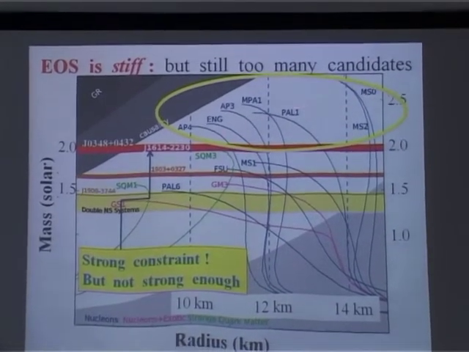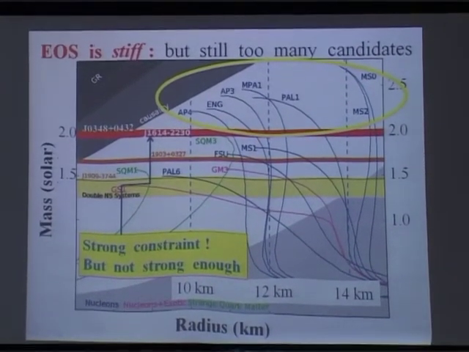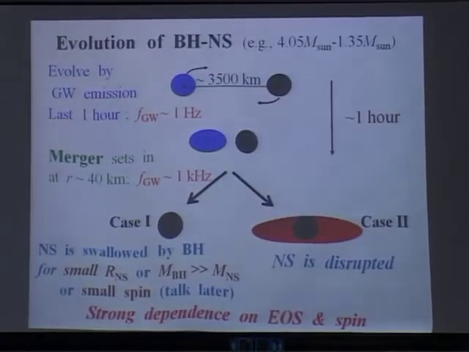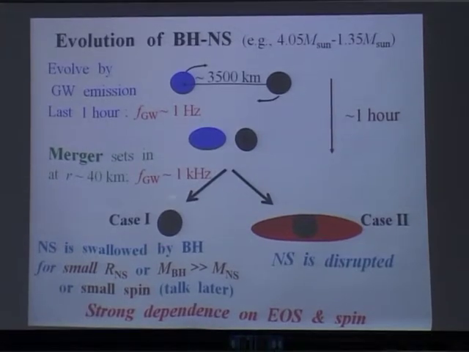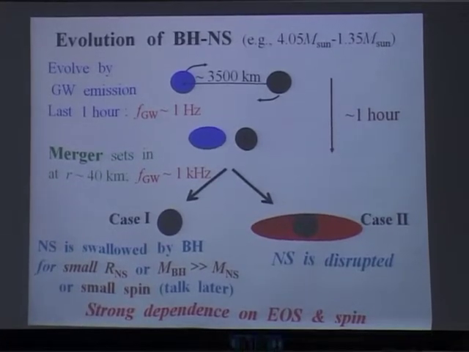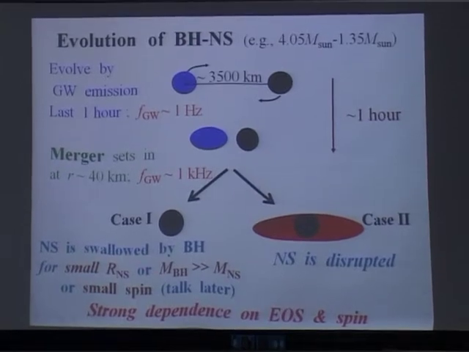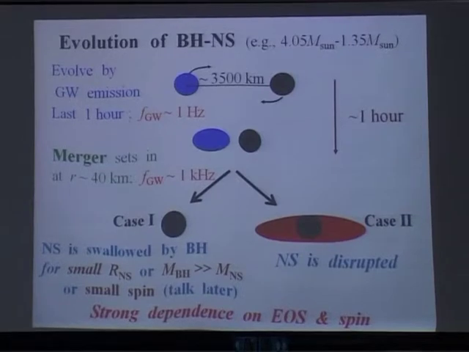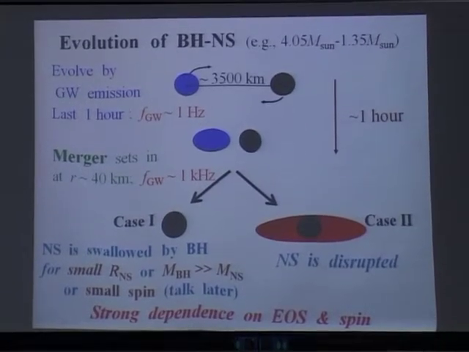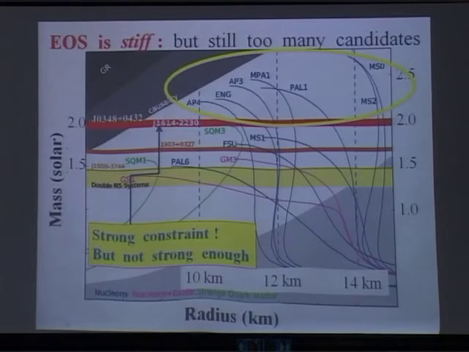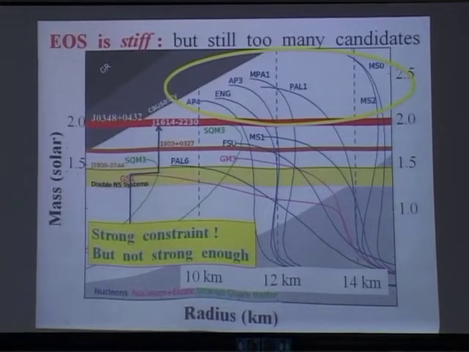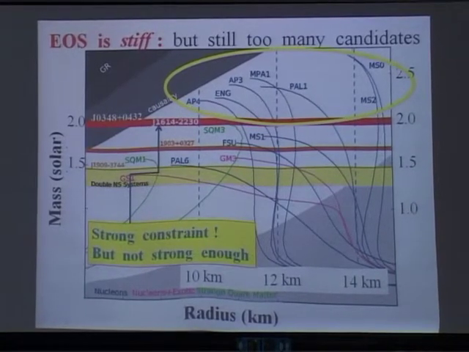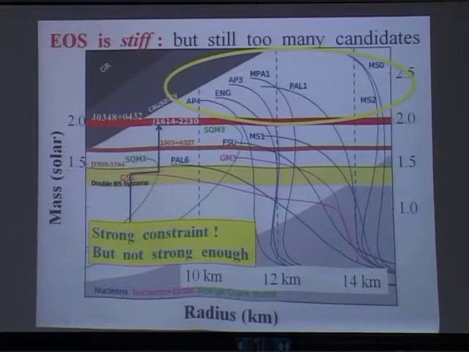As a result, we cannot determine the exact equation of state. However, as I said in the previous slide, the condition for tidal disruption depends strongly on the radius. So by observing, for example, a black hole neutron star binary through signals like gravitational waves, we will be able to constrain the equation of state. This is an interesting possibility for detecting gravitational waves to constrain the equation of state.